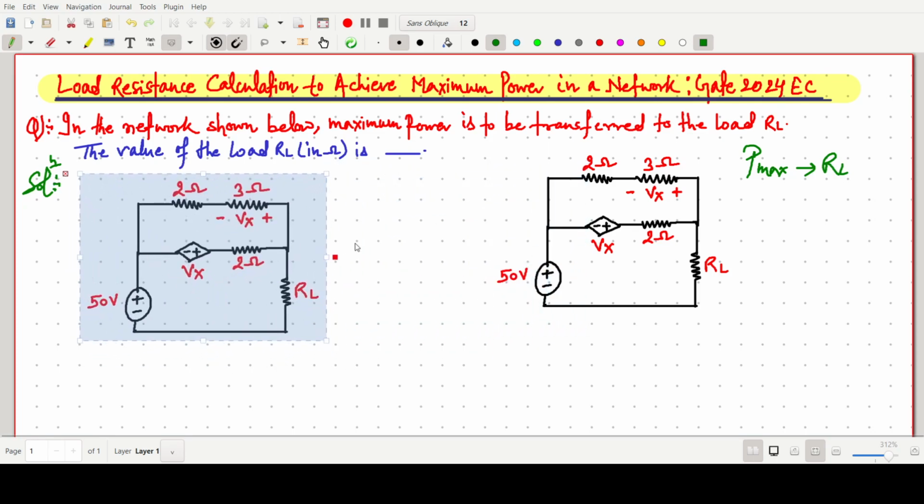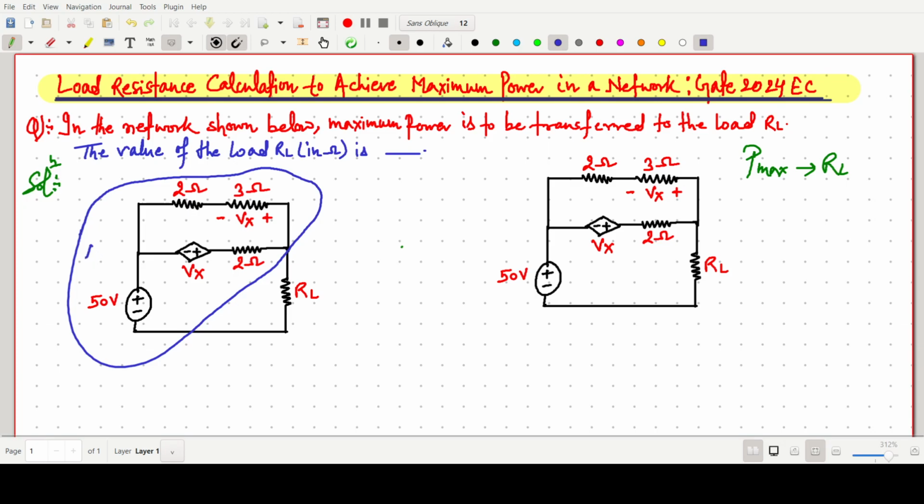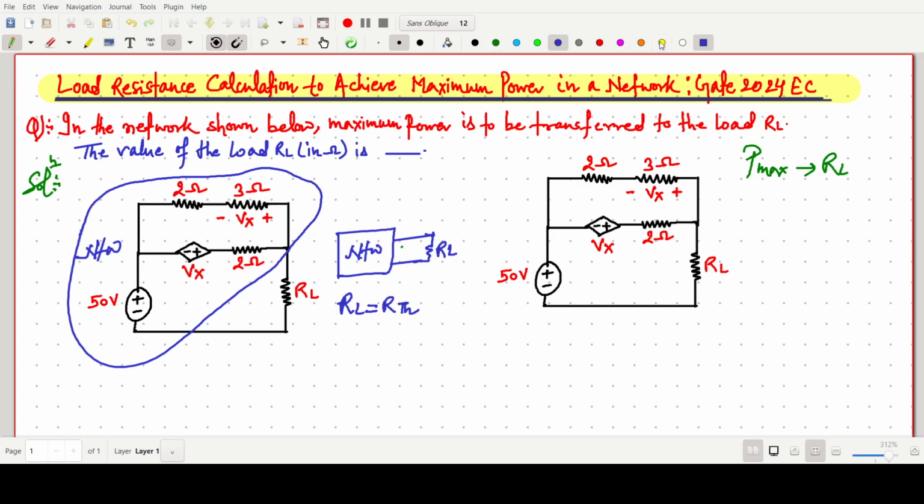If this one is some circuit, an entire complex network, and some load RL is there, it will transfer the maximum power through this load when RL is equal to RThevenin. This one is just some theory, so I am not going into the theory part. So the maximum power transfer through this load will happen when it is equivalent to the RThevenin.